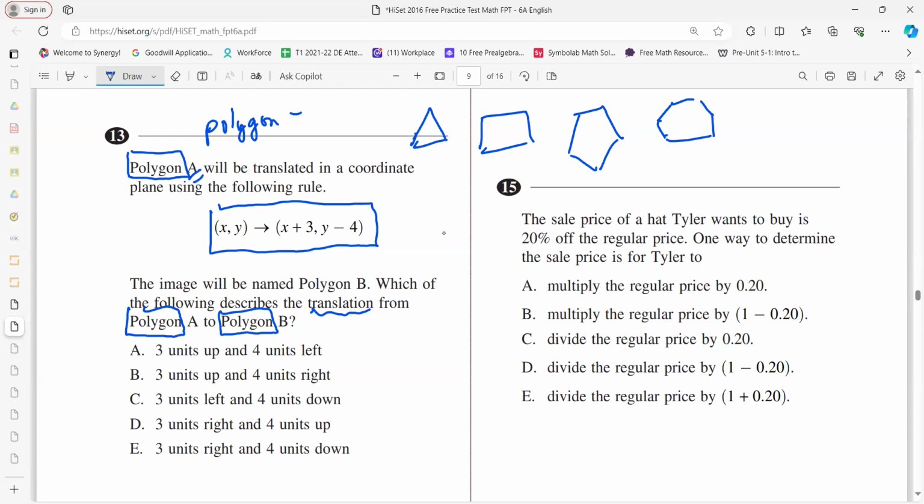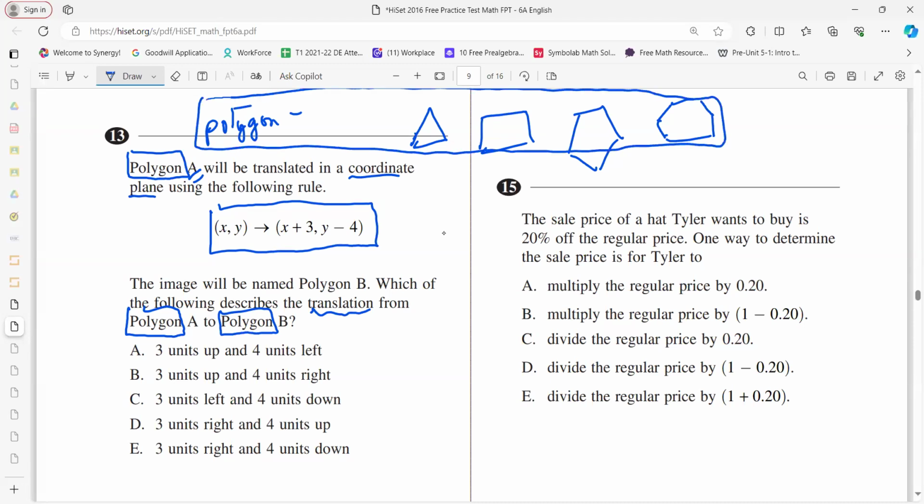There's some random shape and it is on a coordinate plane. Now, what do they mean by a coordinate plane? If I want to look that up. These are examples of polygons. A coordinate plane. A coordinate point is where the points go together with x and y. You got it, yeah. X-axis, Y-axis. So that's a coordinate plane.